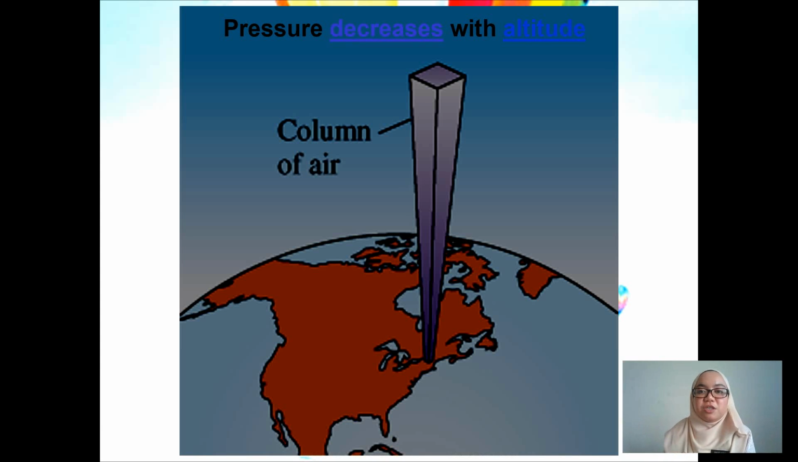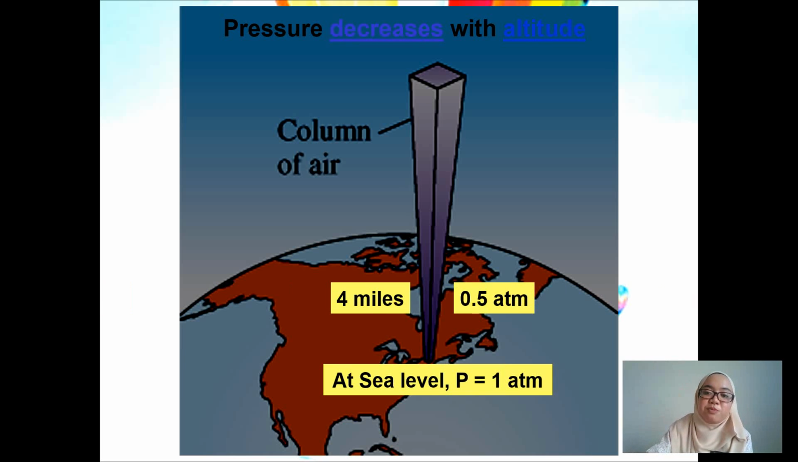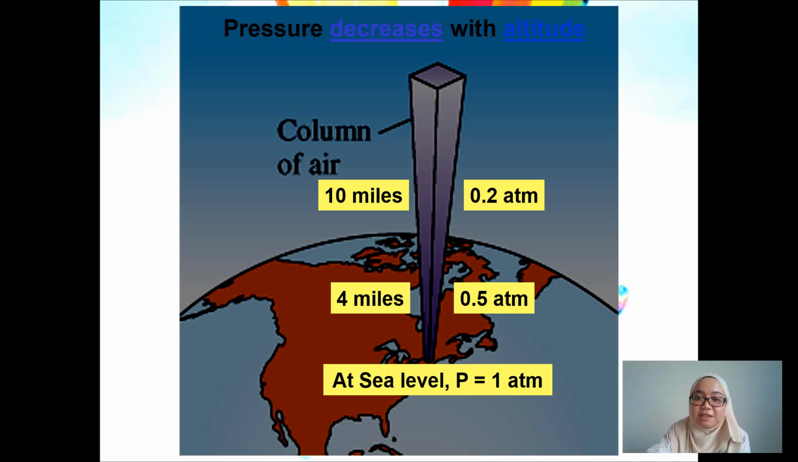The pressure actually decreases with altitude. So the higher the altitude, the lower the pressure. If you go up to Gunung Kinabalu or the Himalayas, or a skyscraper, they have a very high altitude, so there is a lot lower pressure up there. For example, at sea level, the pressure is 1 atm. However, when you go up 4 miles, the pressure is 0.5 atm. Go up again, and the pressure will be 0.2 atm. So pressure decreases with altitude.